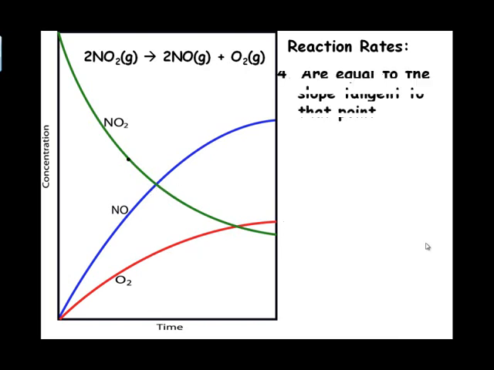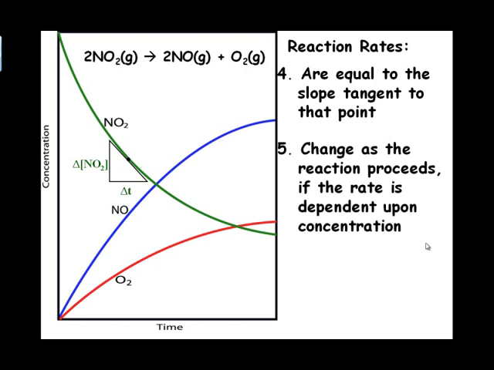Now, at a particular point on one of the curves, we can take a line that is tangent to that point and calculate the slope. That slope then gives us the change in concentration of that substance, NO2, over the change in time. So it's a slope-based function. We can also take a look at the change as the reaction proceeds, as long as the reaction rate is dependent upon the concentration of that substance. So we will encounter reactions where the concentration of a particular substance does not affect the rate.